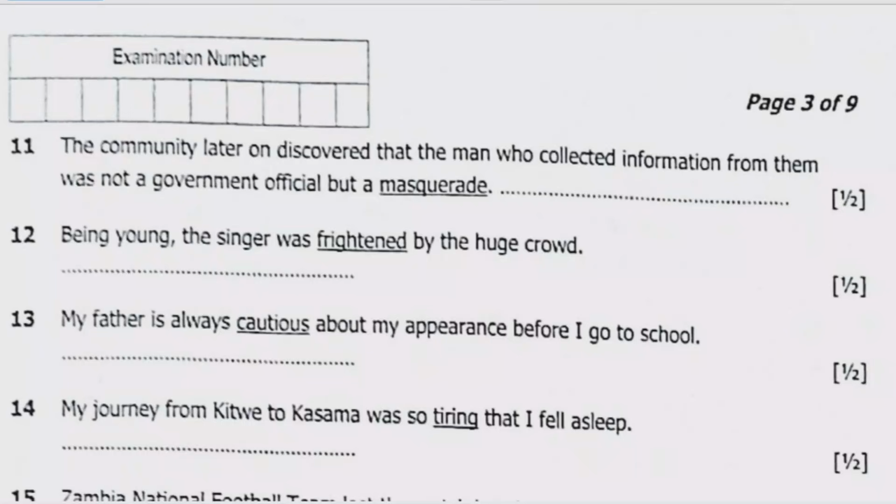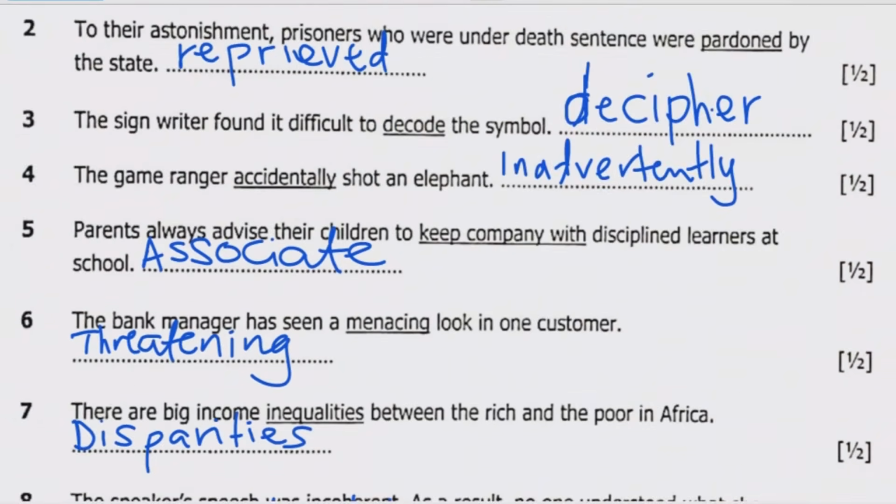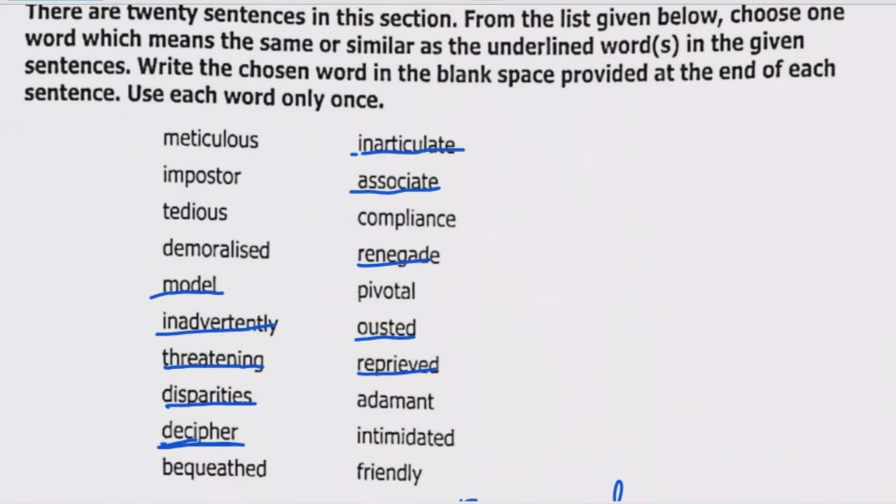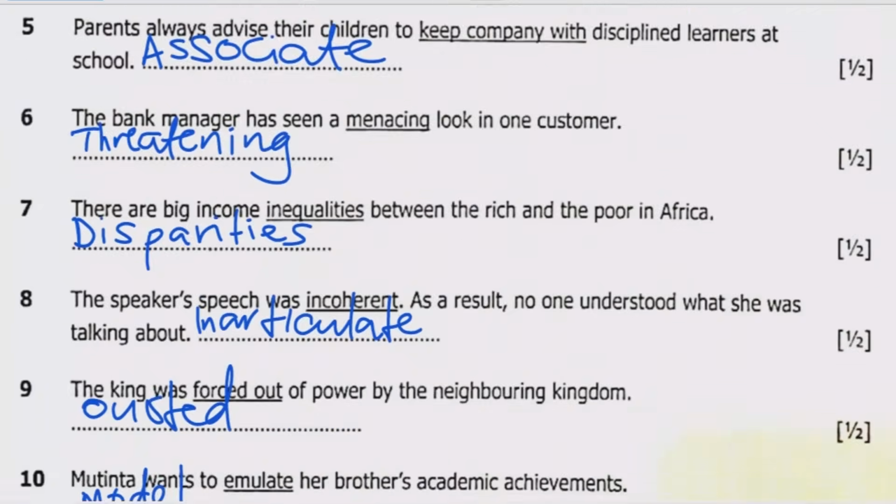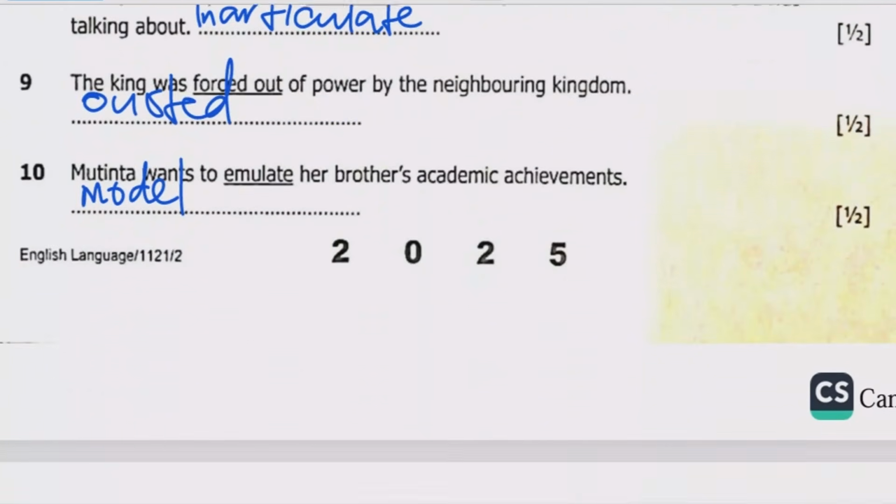So this is a person that is pretending to be someone else, but he's not. Okay, so when you're pretending to be someone else, what word can we use to describe a person who impersonates someone else? That is imposter. Okay, imposter. So we go and write that word, imposter.